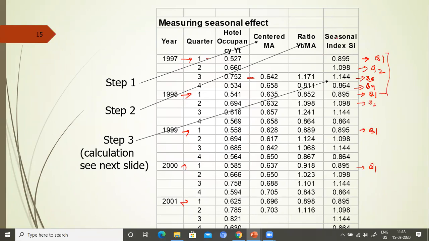Now, this column is not created in just one step, so I'll have to show you how to get that. This is the analysis of seasonality. This is where we are creating the index. We are actually going to see the calculation in the next slide, but let's go through that.